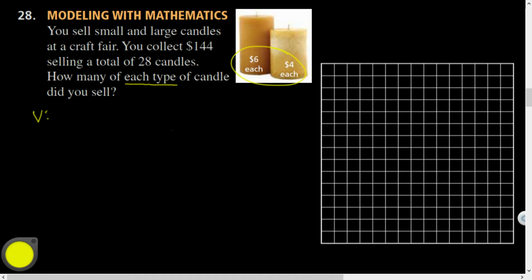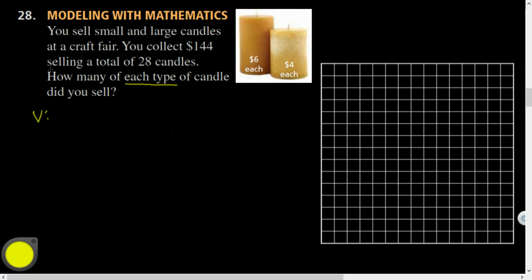Oh, notice this. This is a classic thing. Some of the clues were in the picture. Notice there were no words that told me that the big candles are $6 each and the small candles $4. So sometimes some of the clues that your textbook gives you will be in the picture. So each type, how many of each type?